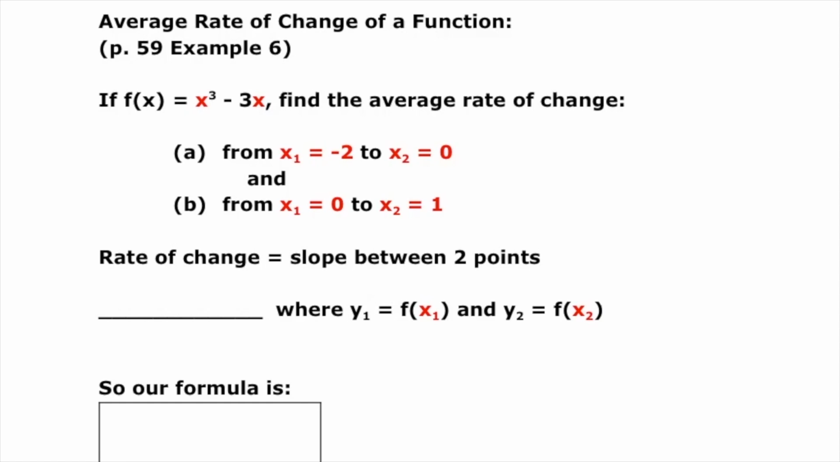We're going to be talking about how to find the average rate of change of a function, and this does come from your textbook, page 59, example 6. The example that you're given is if f of x equals x cubed minus 3x, we want to find the average rate of change. Part A asks from x1 equals negative 2 to x2 equals 0. And then part B asks you for from x1 equals 0 to x2 equals 1.